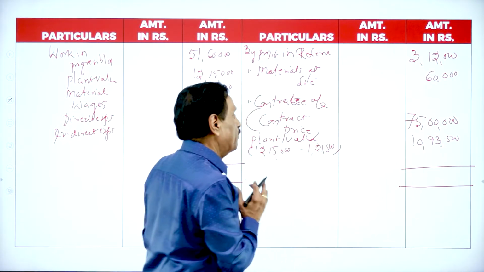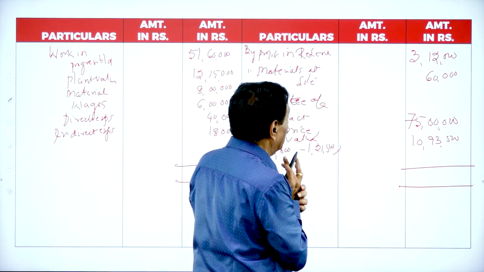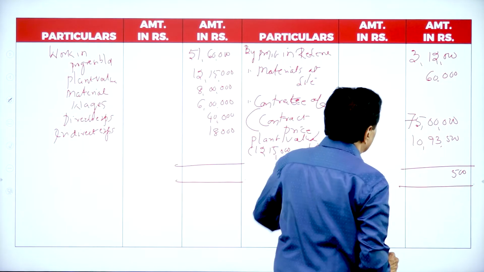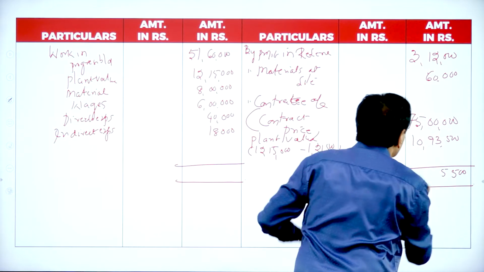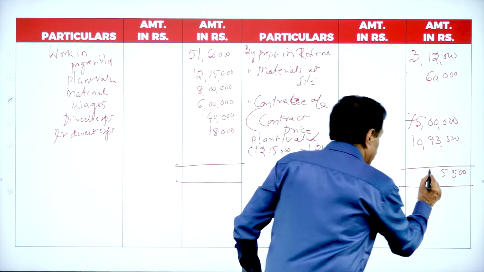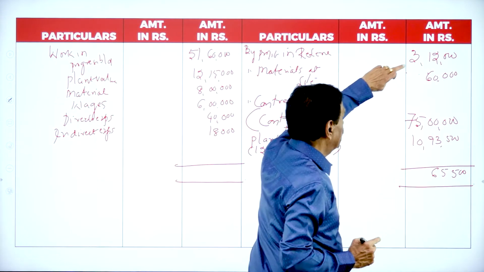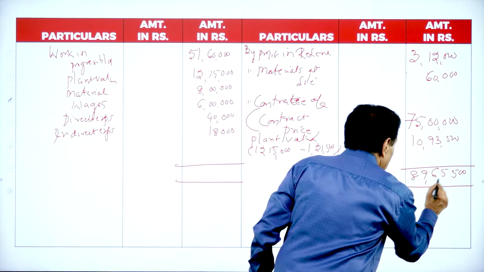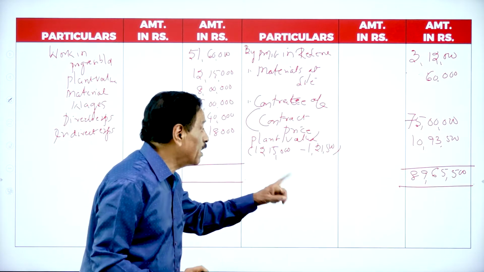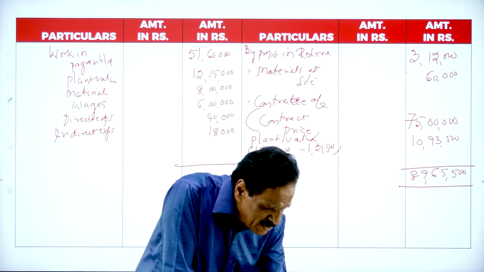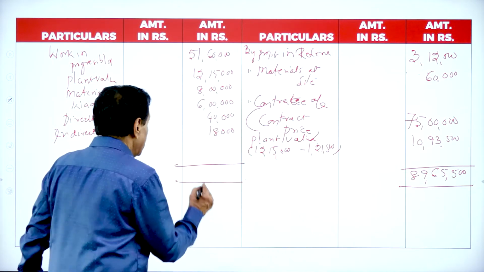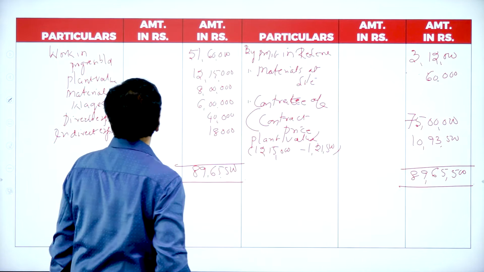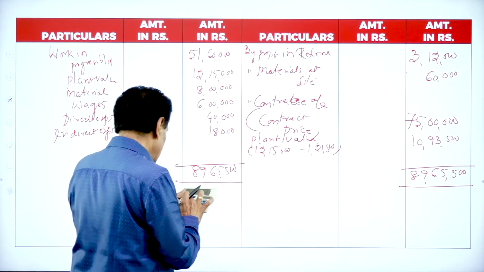Add the figure. 75 lakh plus 10 lakh, 85, 88. This is 500. This is 235. 1 plus 6, 7, 9, 16. 1 carry. 1 plus 3, 4 plus 5, 9. This is 7 plus 1, 8. 89 lakh 65,500. See the board? 89 lakh 65,500.